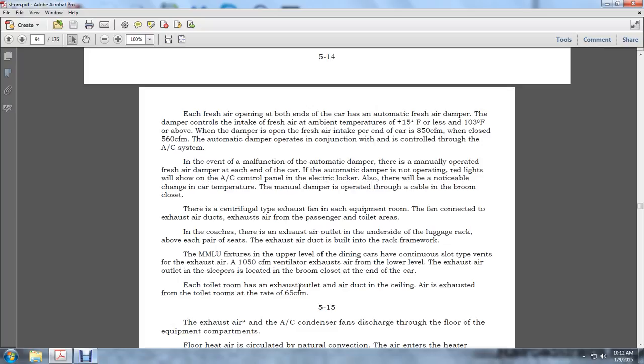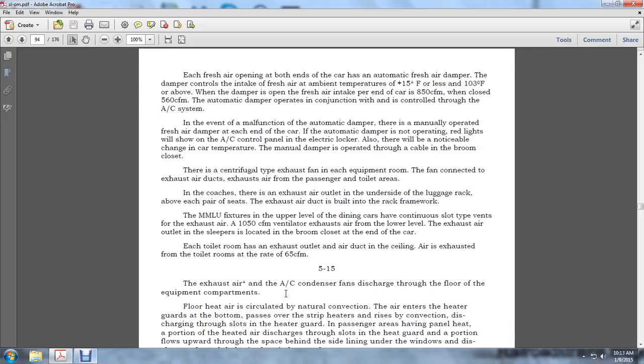Lower level the exhaust air outlet sleepers and located in the room closet at each end of the door. Each room can be exhaust outlet of the air duct of the ceiling. Air is exhausted for the toilet rooms at the rate of 65 CFMs. The exhaust air of the AC condenser fan is discharged from the floor of the equipment compartments.